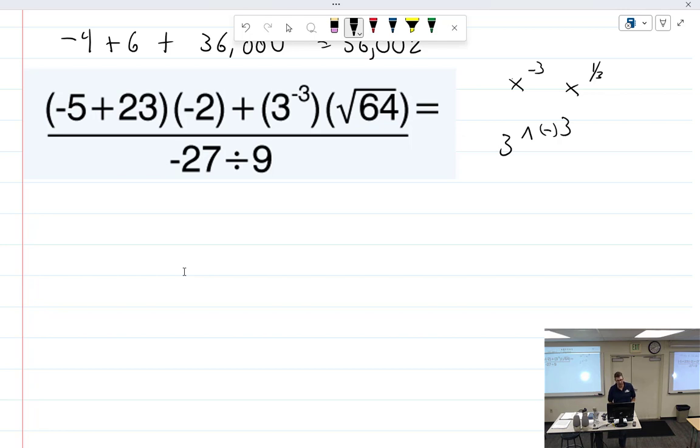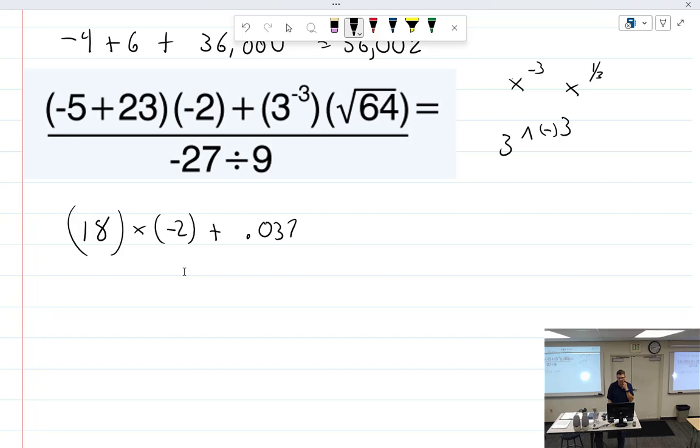Well, let's see if you are correct. So we can work everything in the parentheses. So -5 plus 23 is 18. Okay, looks right. Times -2 plus, what did this end up being right here? 1/27. Well, I wanted a decimal. I think that would be easier. 0.037.